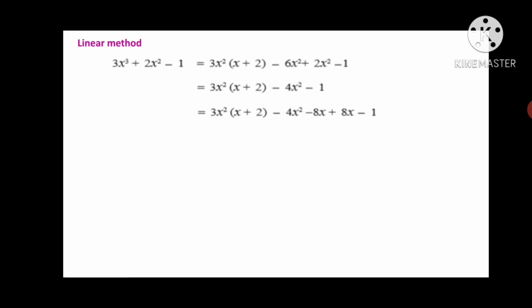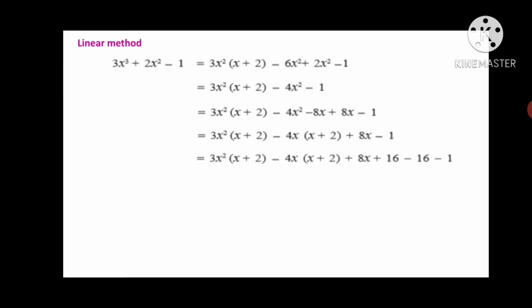Minus 4x square, minus 8x plus 8x, it will be 0. For simplification we are adding these terms. Once 8x is added and another 8x is subtracted, so it will not change the equation. Therefore 3x square into bracket x plus 2, minus 4x is taken out from 4x square minus 8x into bracket x plus 2. So friends, here 3x square into bracket x plus 2 minus 4x into bracket x plus 2 plus 8x plus 16 minus 16 minus 1. Rearranging the terms, you will get 3x square into x plus 2 minus 4x into x plus 2 plus 8 into bracket x plus 2 minus 17.